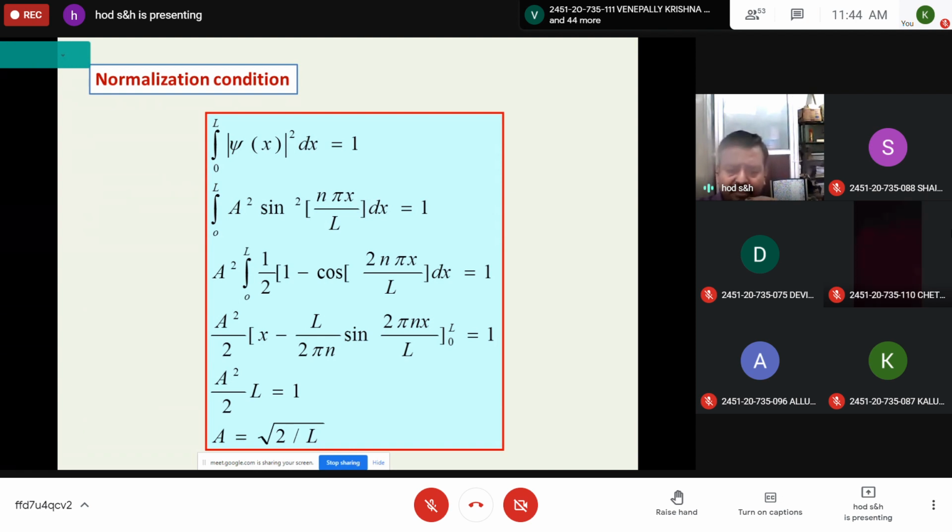By taking A square into 0 to L half 1 minus cos 2n pi x by L dx is equal to 1. By simplifying, we get finally A is equal to under root 2 by L, because we don't focus on the derivation part in physics. The final expression is important. You can write it straight away, but you should remember this one. A is equal to under root 2 by L. Please copy these steps.